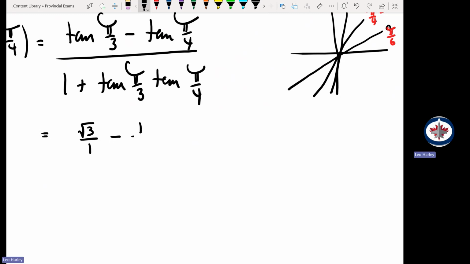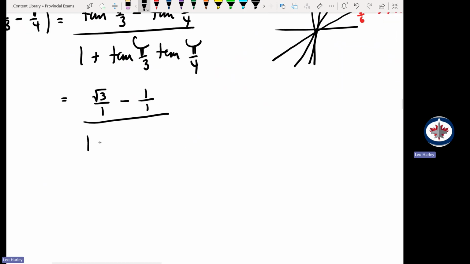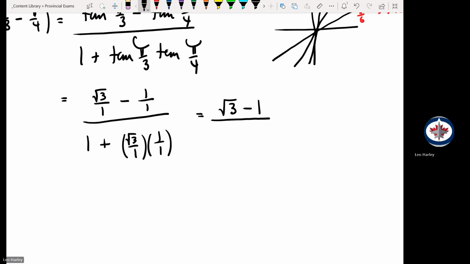Minus, I'm just going to write this as 1/1. And then downstairs, it's 1 plus tan of pi by 3, which is still √3/1 multiplied by 1/1. And I'm actually surprised how little you have to do after this, right? So upstairs, isn't upstairs just √3 minus 1? And isn't downstairs just 1 plus the square root of 3?